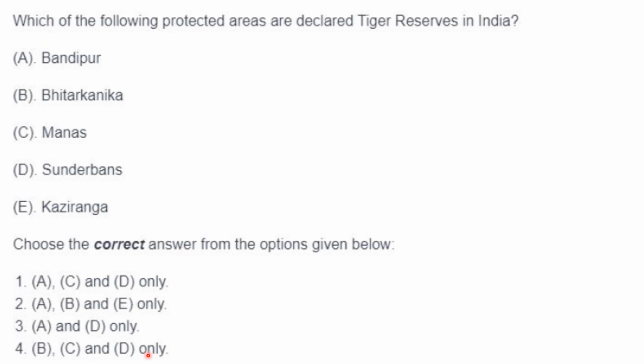Next one: which of the following protected areas are declared tiger reserves in India? Bandipur, yes. Bhitarkanika, that is for saltwater crocodile, not for tiger. Manas, yes, it is tiger. Sundarbans, again tiger. Kaziranga, one-horned rhinoceros, it is found in Assam. So A, C, D is there in option 1, so 1 is your answer.